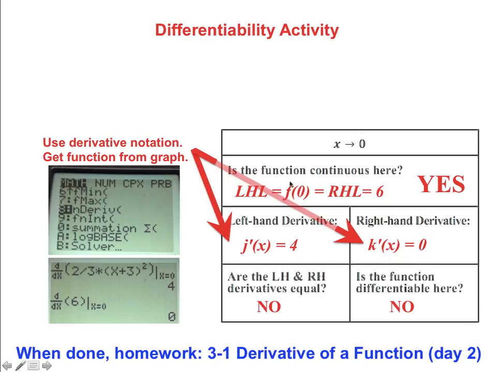So the function is continuous. We don't have to lift our pencil at 0. We can draw right through 0 without lifting our pencil. But if our derivatives are different, that means we have a cusp there, a sharp turn. Since the left-hand and the right-hand derivatives are not equal, the function is not differentiable at that location. So that's how the activity is going to go.